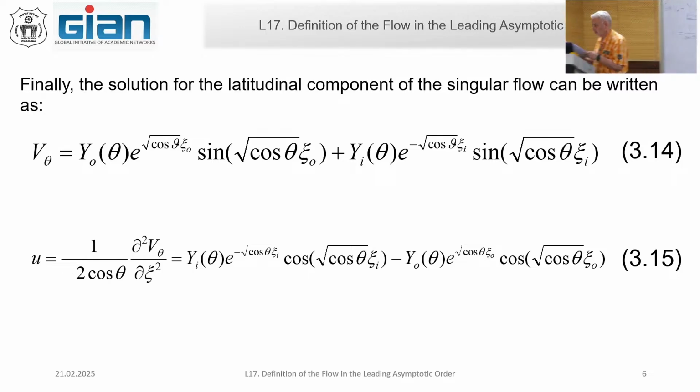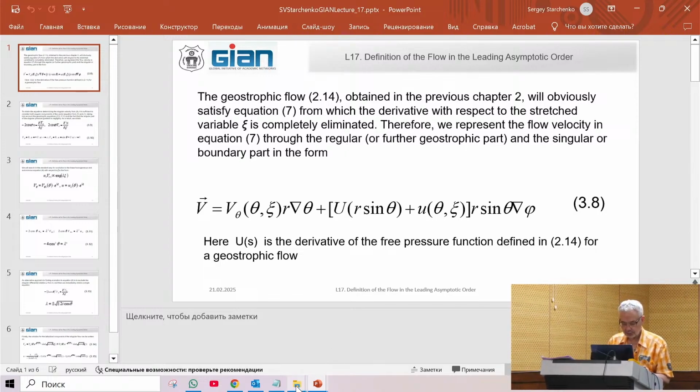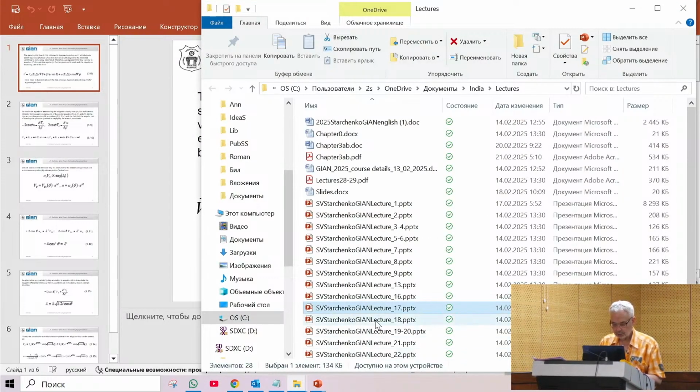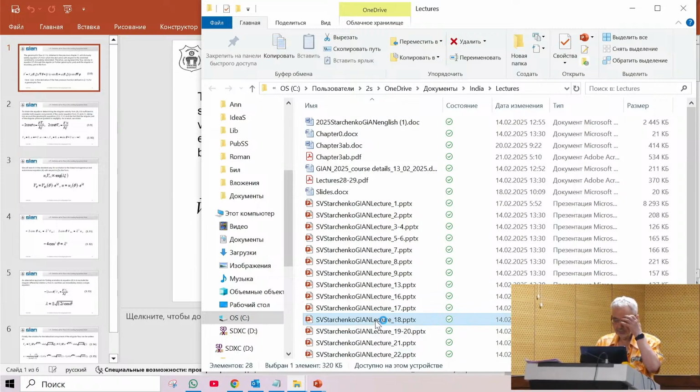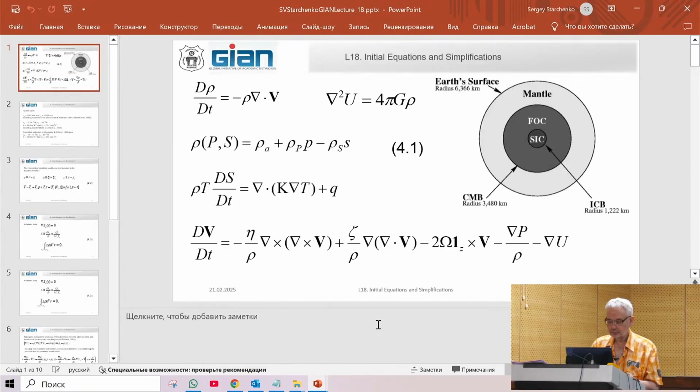Okay, maybe now I should set another PDF file, sorry. I'll do that. This one 17. This one 18. Oh no, there is no.